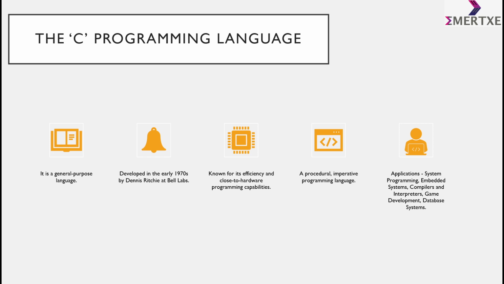It is efficient and portable. It is a procedural imperative programming language. It has various library facilities. One of the biggest advantages of C is that it contains a lot of libraries. So the main applications of the C programming language include system programming, embedded systems, compilers and interpreters, game development and database systems.